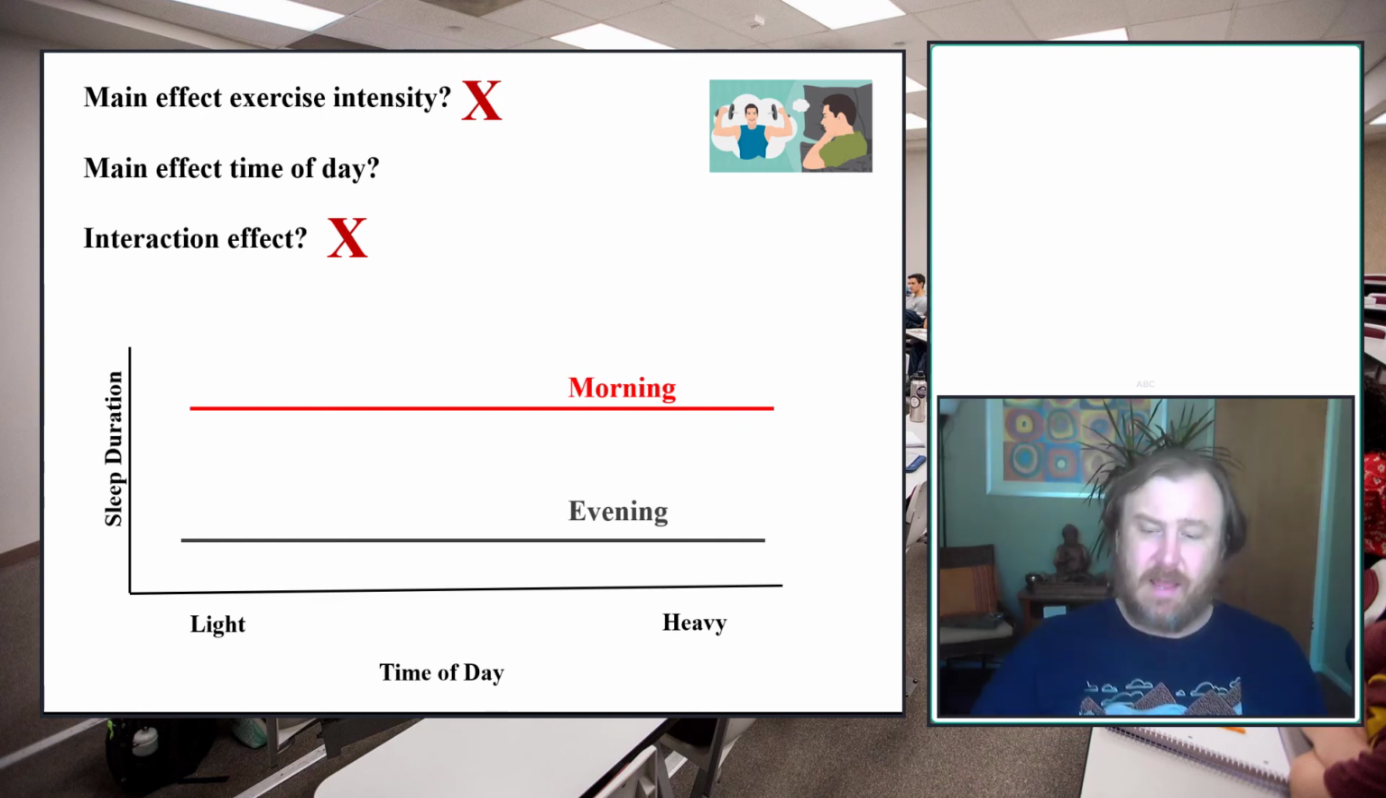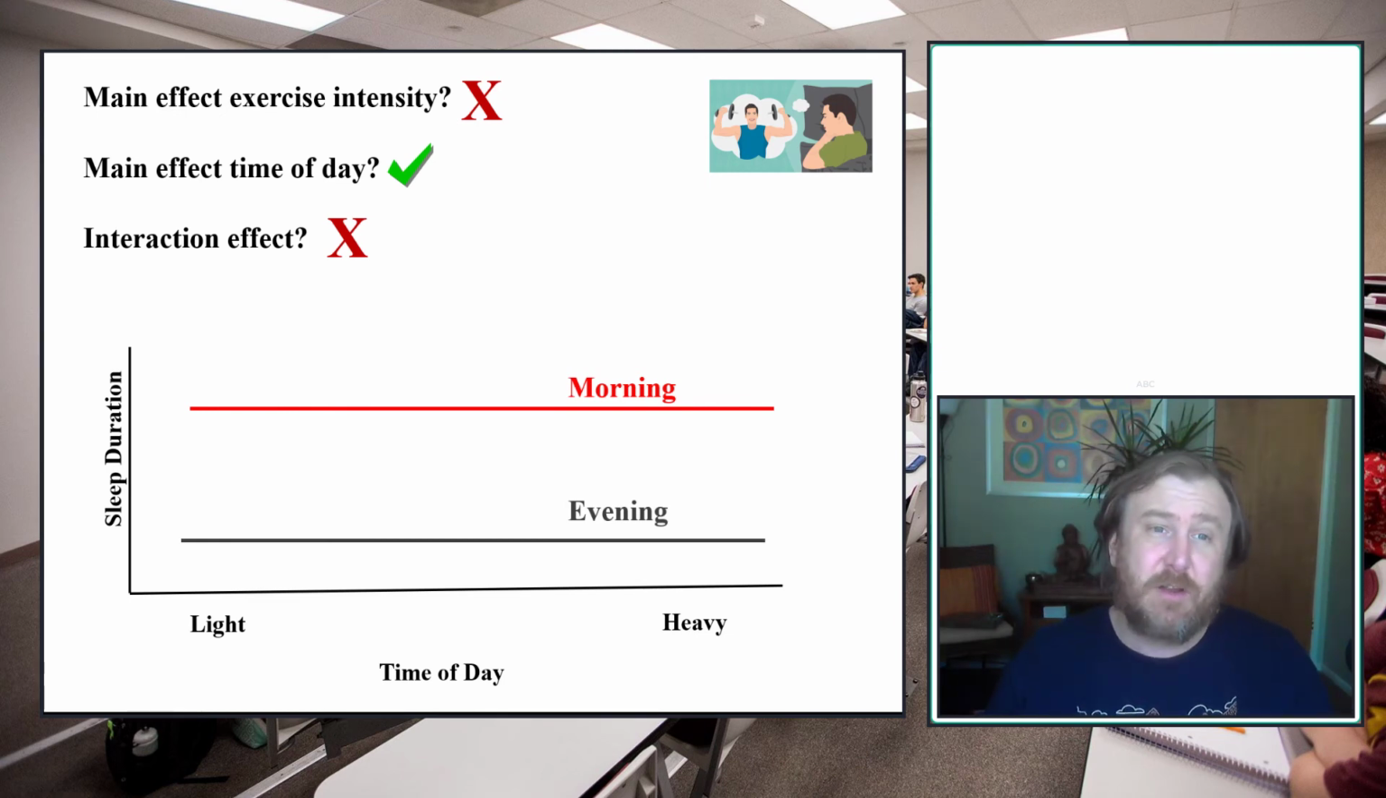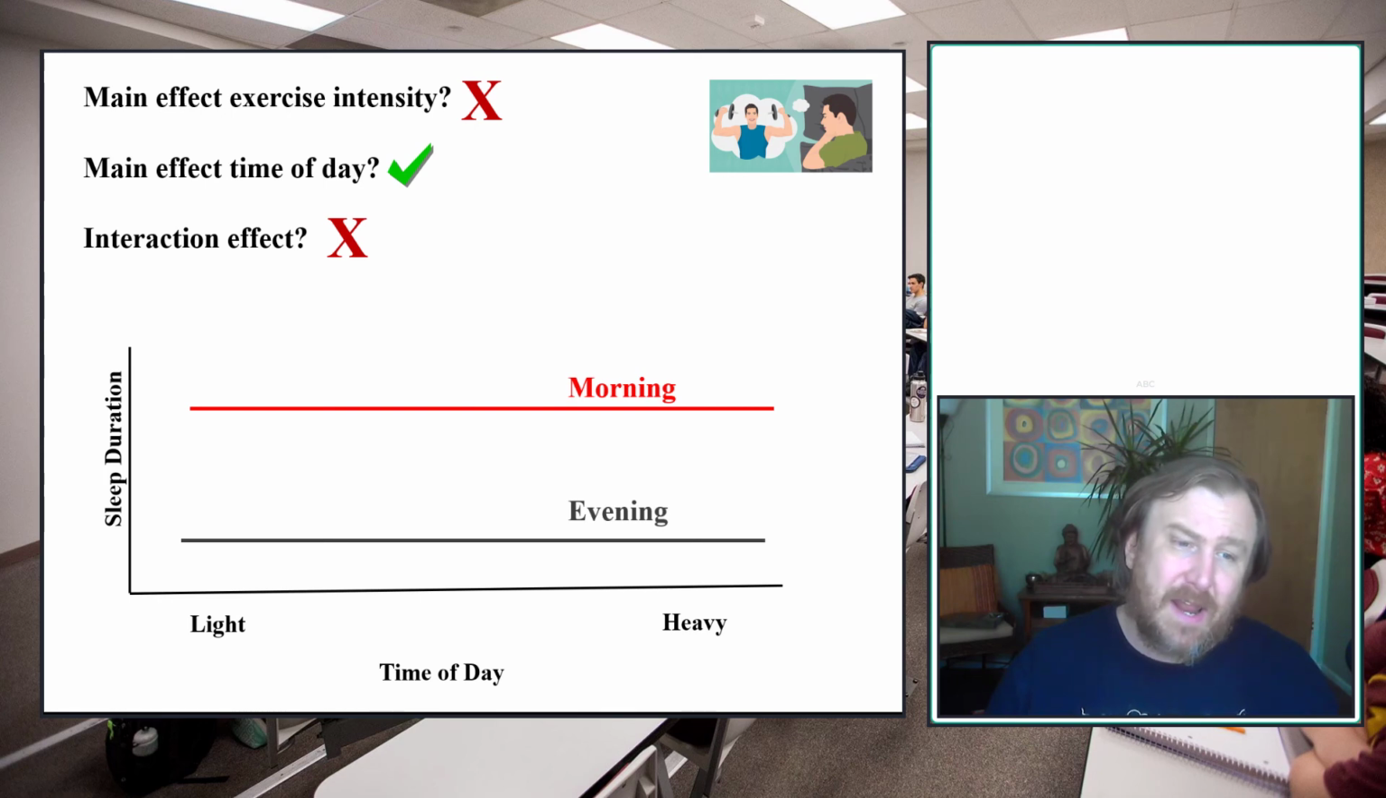Now this would be an example of a main effect for time of day, right? So we can see that the average for morning is higher than the average for evening. However, these lines are parallel, so there's no interaction. And it appears that if we average together the red line and the gray line for light, and the red line and the gray line for heavy, they would be about equal, right? They would average in between those two lines. And light and heavy would be about equal, so there's no main effect of exercise intensity.